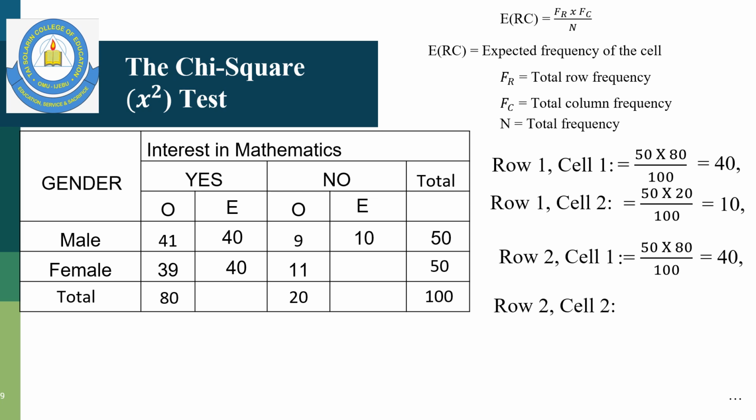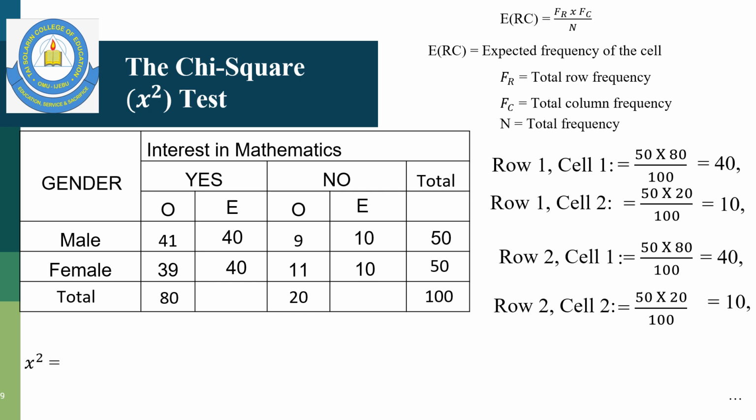So for row 2, cell 2, the total row here is 50, while the total column is 20. Now say 50 times 20 divided by 100, and that gives us 10. So we are going to write 10 in row 2, cell 2.